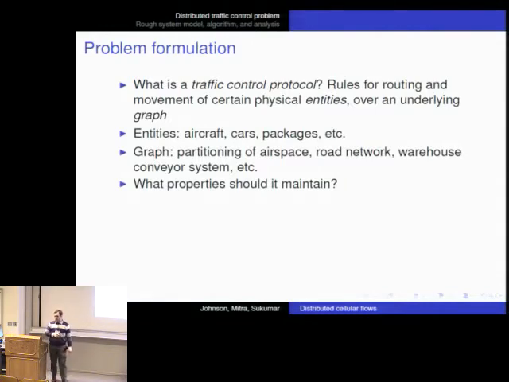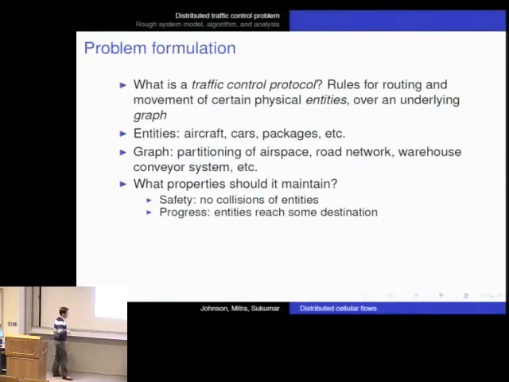The underlying graph could be regions in some partitioned space, such as airspace, or we could look at it as waypoints along a road. So we have some underlying graph, and the entities are aircraft, cars, packages, whatever. As I've said, we want to be maintaining safety. We also have another property called progress, which is that things actually get where they're going. Without a property to specify progress, it's very trivial to satisfy safety: nothing moves, everything just stays where it's at, right? So these are the properties that we're going to be analyzing through the rest of the talk.